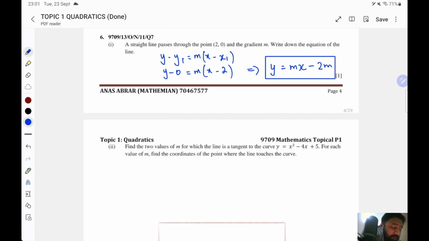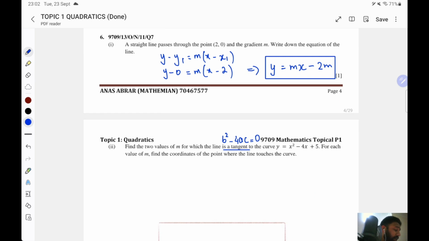Let's move forward. The second part says that find the two values of m for which the line is tangent to the curve, which means that the line and the curve, they both are intersecting each other, but they are not basically intersecting, they are just tangent, which means that there is just one point of intersection. For which value of m, find the coordinates of the point where the line touches the curve. Let's first of all solve the first portion, which says that the line and the curve, they are tangent to each other, which means that b square minus 4ac is equal to 0.